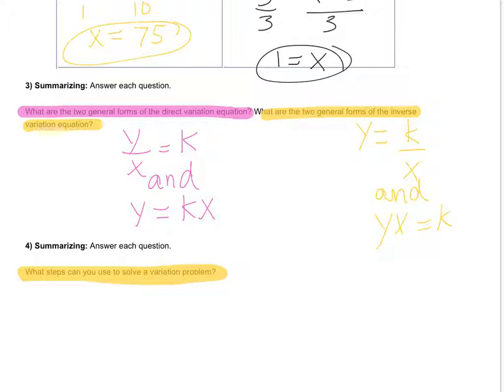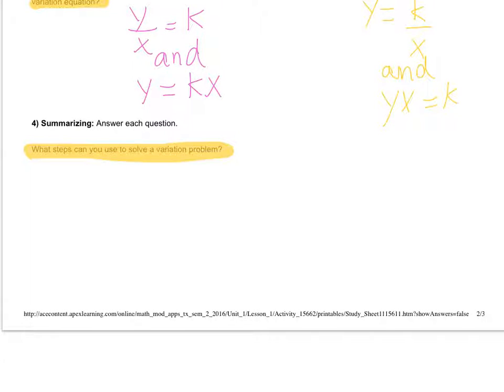And then the last question, summarize and answer each question. It says, what steps can you use to solve a variation problem? There are a total of 5 steps. And to help you, I'm going to go ahead and type these up, because if I write it, I got a feeling you would not understand what it is I'm trying to tell you.